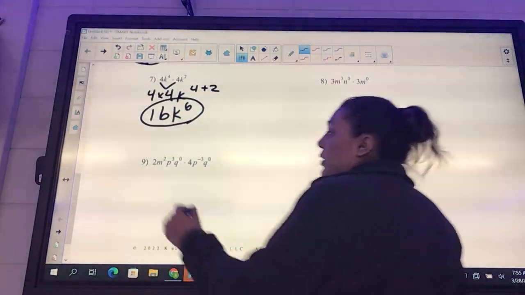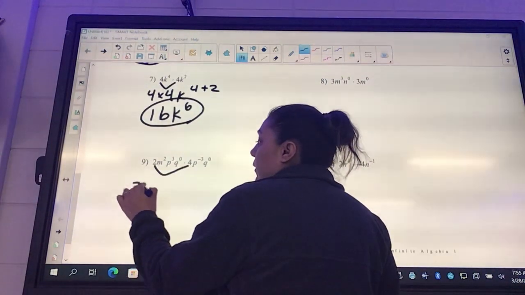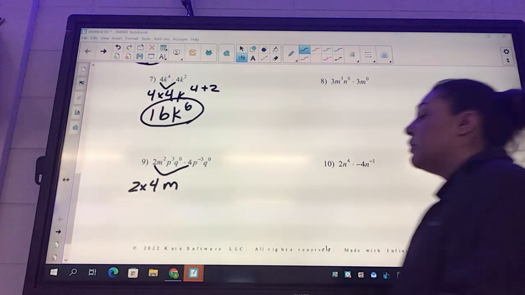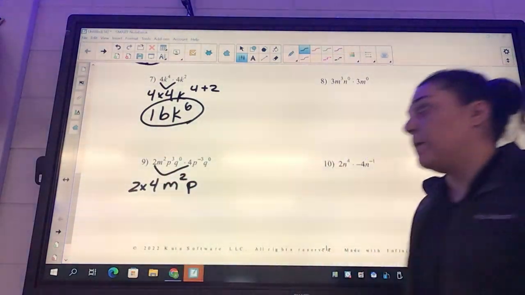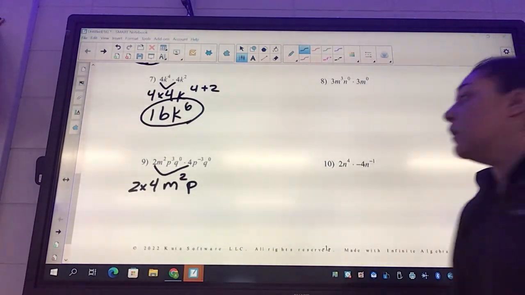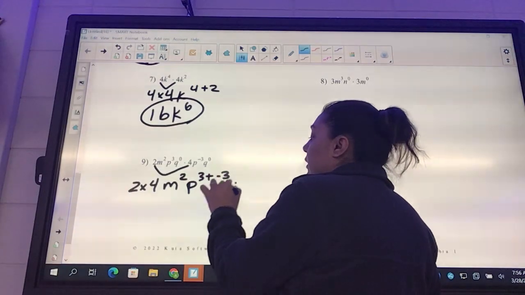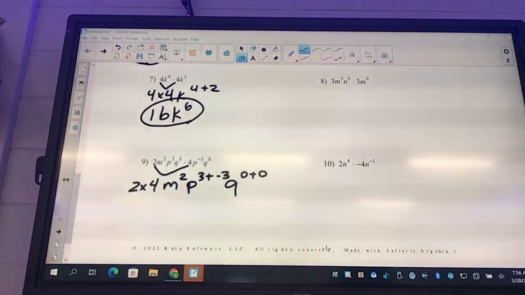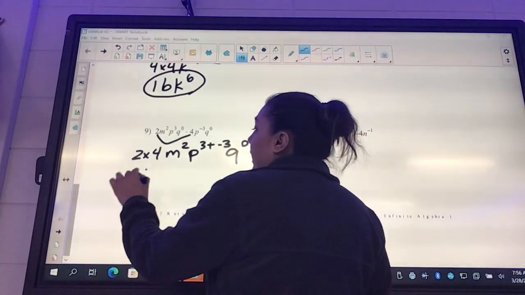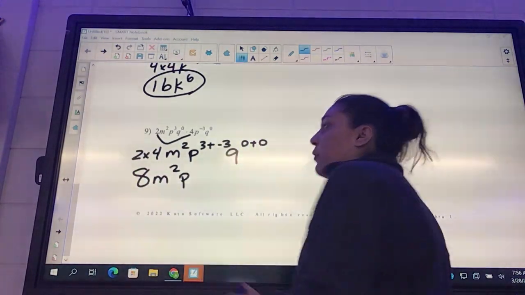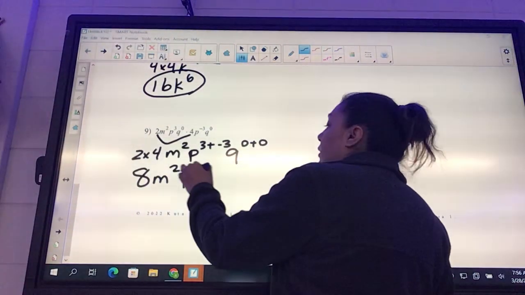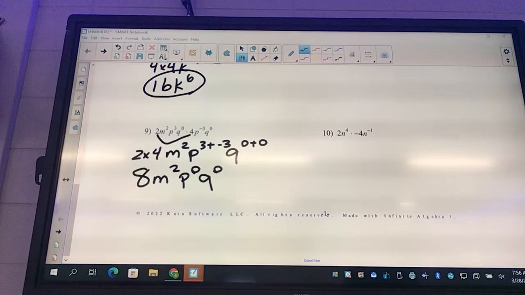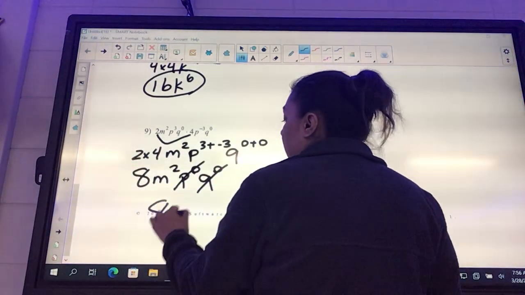Number 9 is still going to be multiplication, so we're going to say 2 times 4. M to the, how many m's do I have? I just have 1, so it's just going to be m to the 2. P to the 3 plus negative 3. Q to the 0 plus 0. So 2 times 4 is 8 m squared, p to the, what is 3 plus negative 3? 0. Q to the 0. What do we do with these things to the 0? They cancel out. So you're really just getting 8m squared.